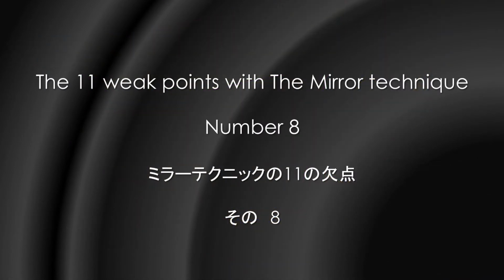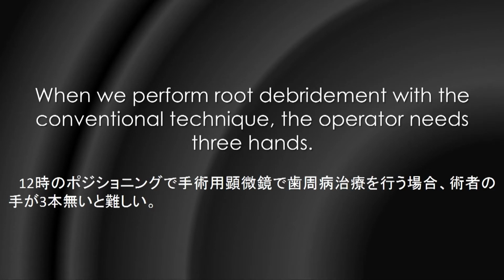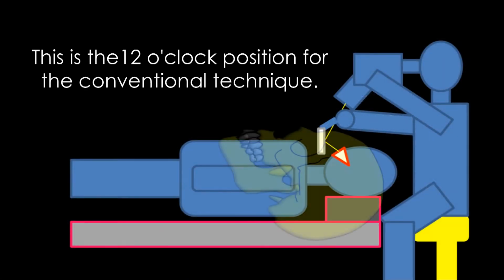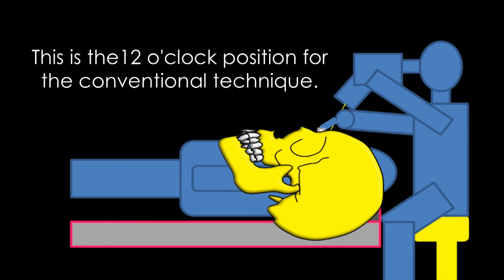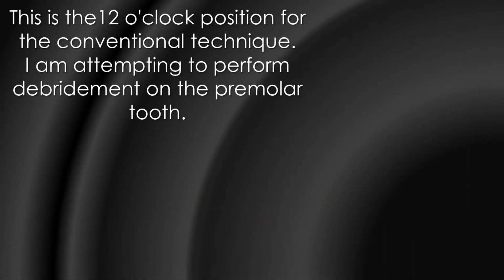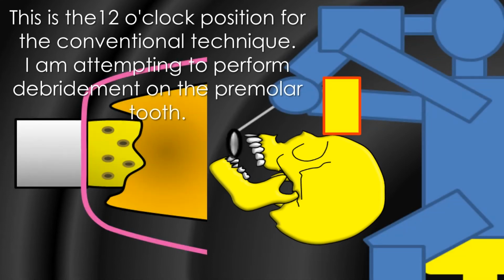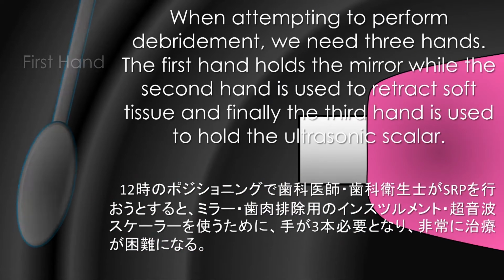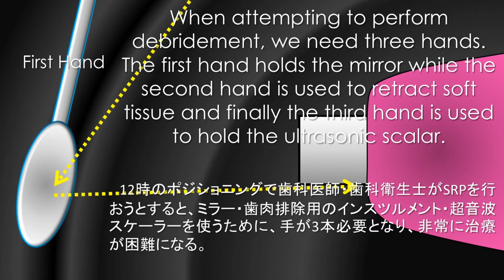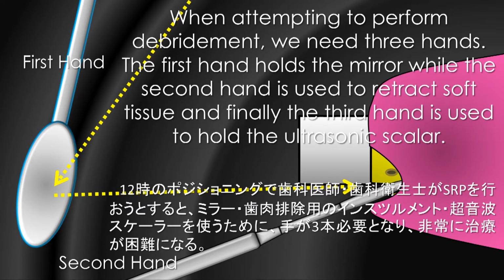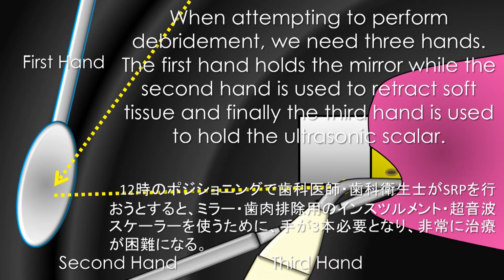The 11 weak points with the mirror technique, number 8. When we perform root debridement with the conventional technique, the operator needs 3 hands. This is the 12 o'clock position for the conventional technique. I am attempting to perform debridement on the premolar tooth. When attempting to perform debridement, we need 3 hands. First, the mirror. Second, retracting soft tissue. Third hand, we need the ultrasonic scaler.